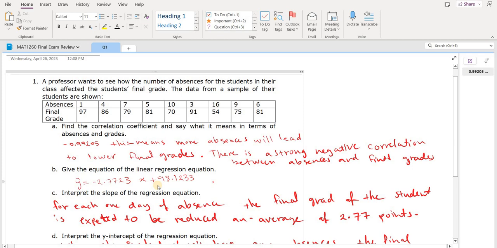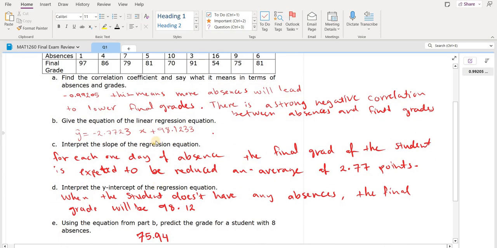or for the regression line. Now, the interpretation of the slope, we know that the slope is negative in this case. We interpret it usually by seeing what happens as x increases 1 unit at a time. 1 unit of x increase means the student is absent 1 day. So for each 1 day of absence, the final grade is expected to decrease an average of 2.77, which is basically the slope.